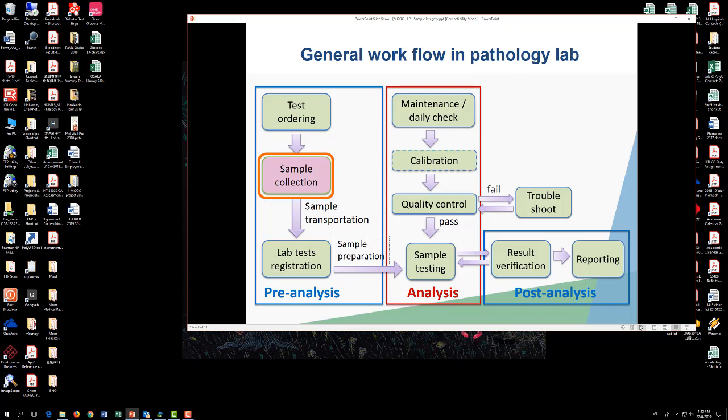So in the whole process before we do the analysis, sample collection is a very critical part. We have to ensure the sample is in good condition. We have to ensure sample integrity before we proceed to analysis.